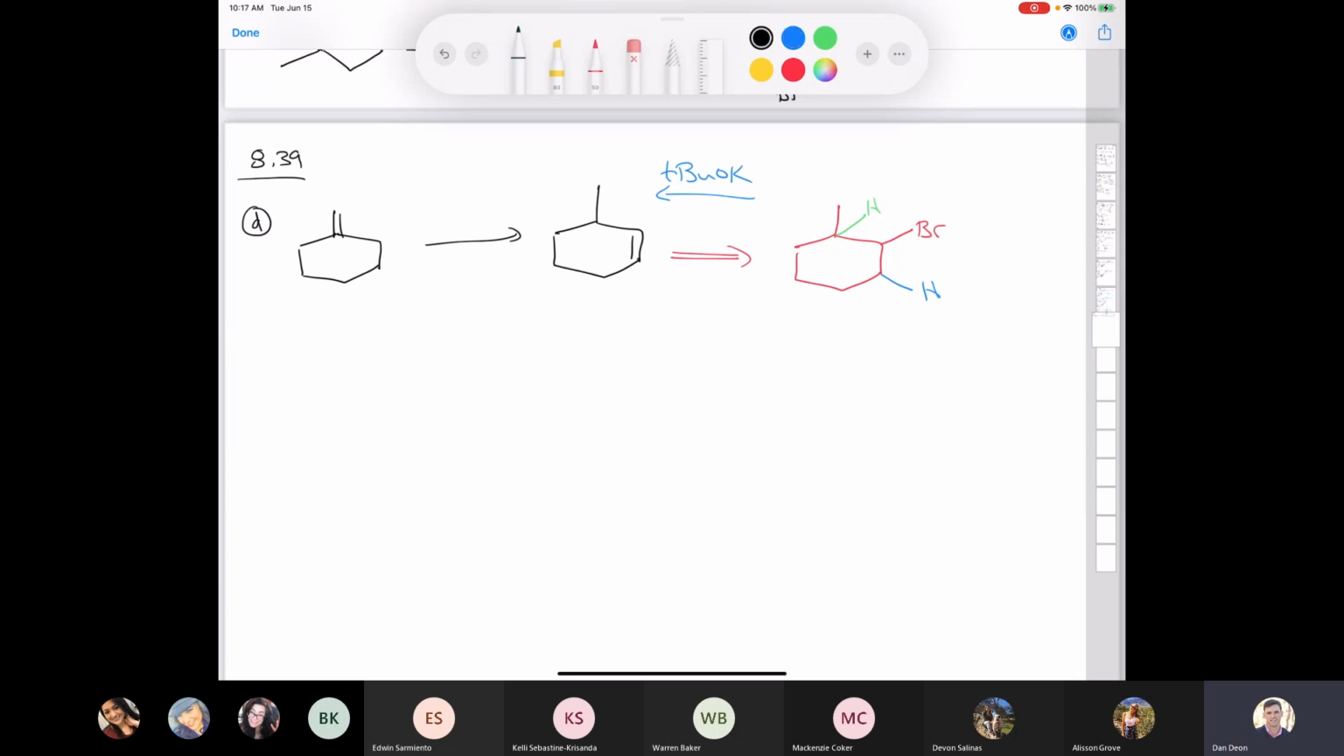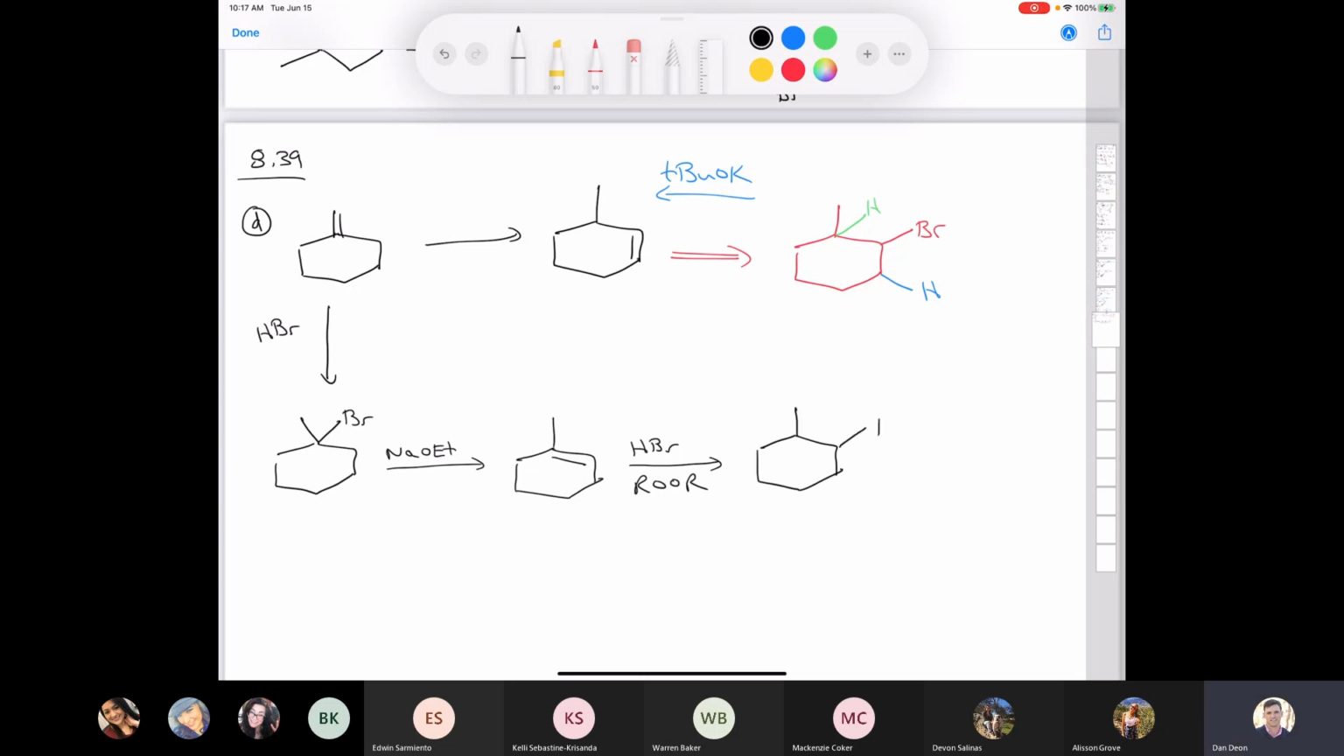So then the question becomes, how do I get from here to here? If I take this alkene and I treat it with HBr, that's going to give me a Markovnikov addition, which puts my bromine here, but the bromine is not in the right place. So if I treat this with sodium methoxide, or sodium ethoxide, doesn't matter, I would end up making the Hofmann alkene from this alkyl bromide, and then I can treat that with HBr and an organic peroxide to give me this compound where I have the bromine here now.